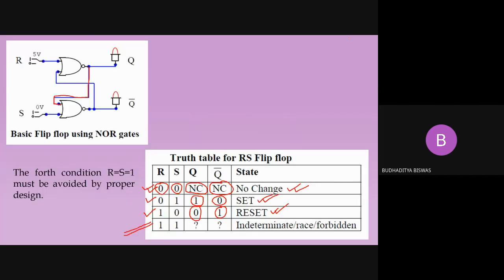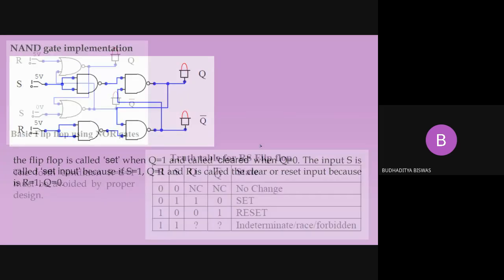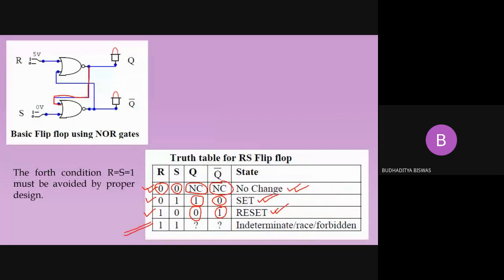That's why this one is called the forbidden state. Why is it called the forbidden state? Because according to your design criteria, you should not give this type of input to the RS flip-flop, where both the inputs, R and S, are 1. If both the inputs are 1, then it will generate a forbidden state. Why forbidden? Because it is not logically possible, that's why it is called forbidden.